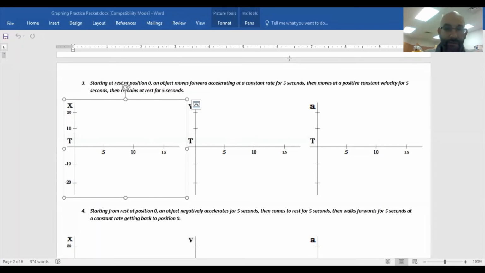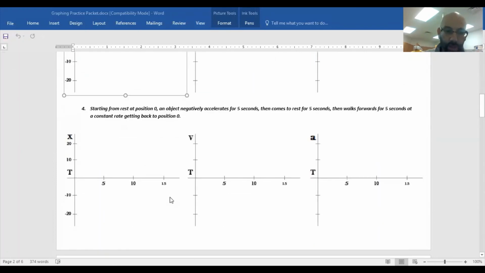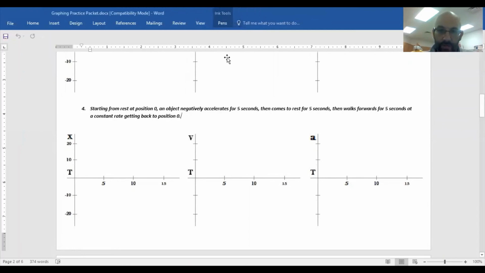All right, let's take a look at 4. All right, starting again at rest from position 0, we're going to negatively accelerate. All right, so if we're going to negatively accelerate for that first 5 seconds, we have a slope, but that slope is changing, so we're going to curve, right? Some sort of curve for the first 5 seconds.